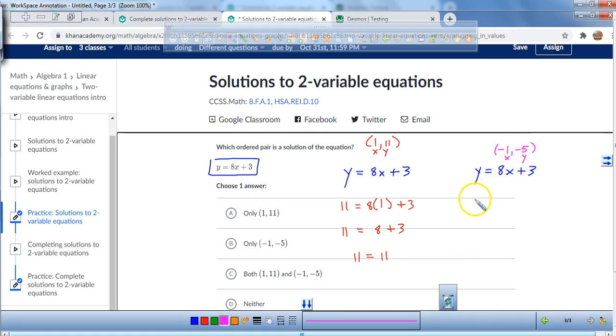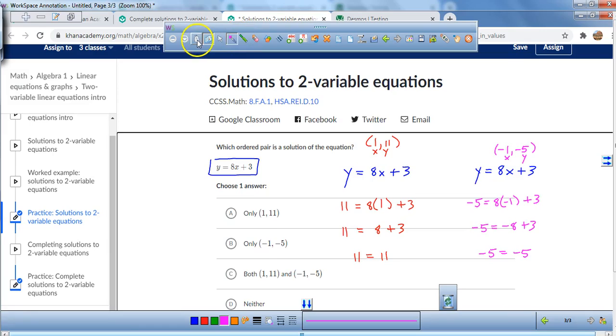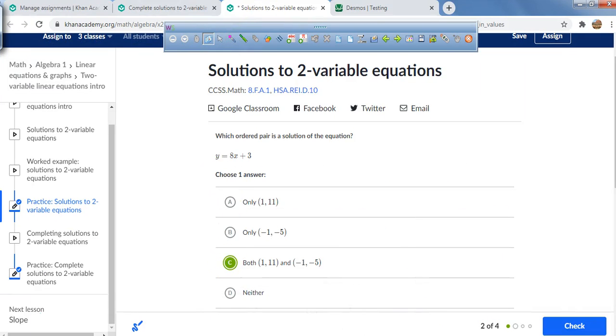What's my y value? Negative 5, so I'm plugging it in. What's my x value? Negative 1 plus 3. Negative 5 equals negative 8 plus 3. Is negative 5 equal to negative 5? It works. So when you plug it in, one side of the equation is equal to the other side. So once again, both of them work. So I'll put both. They both work.